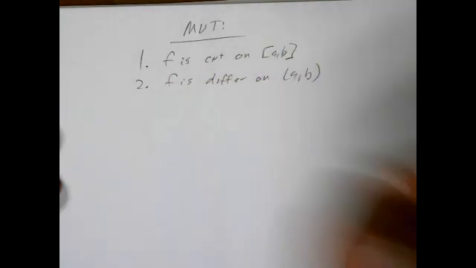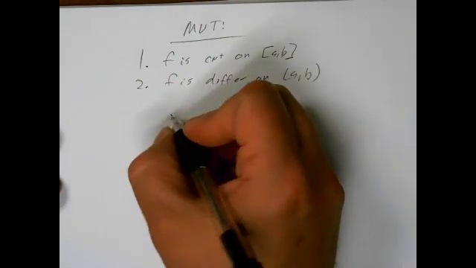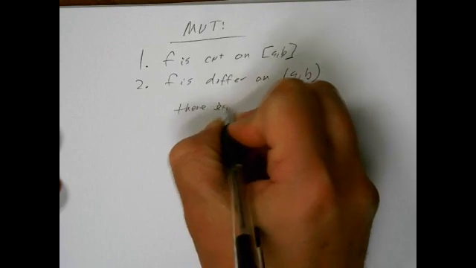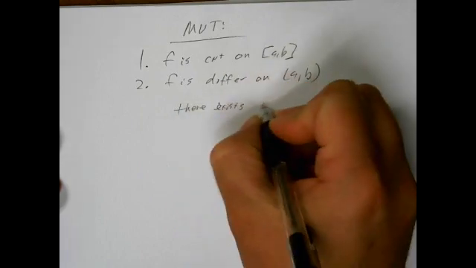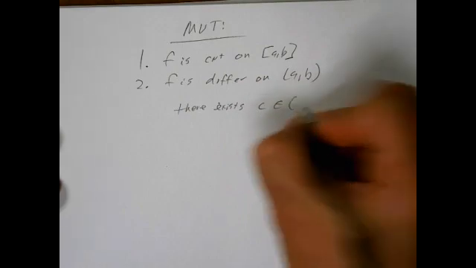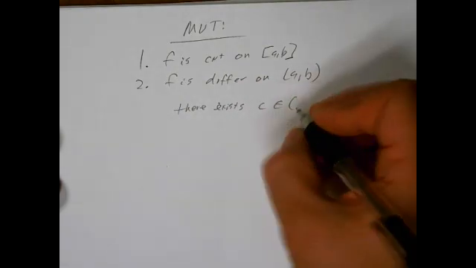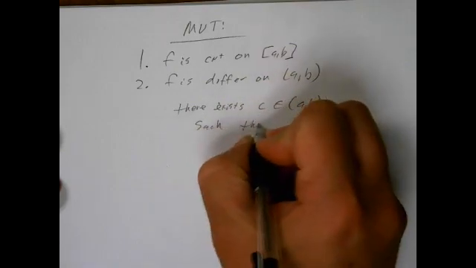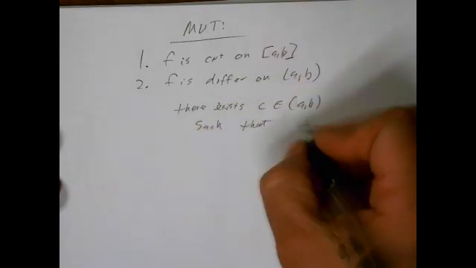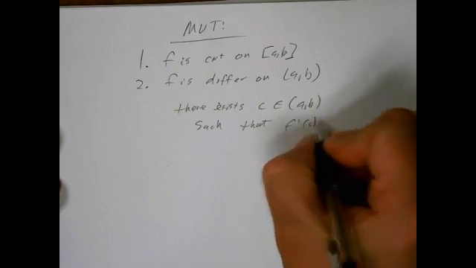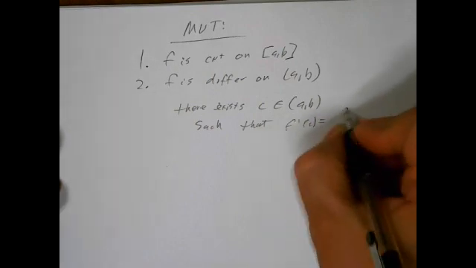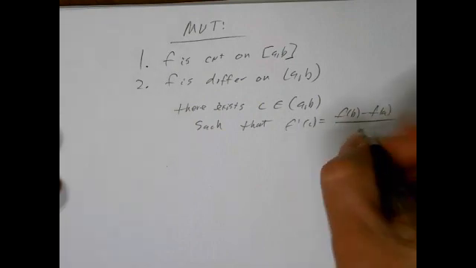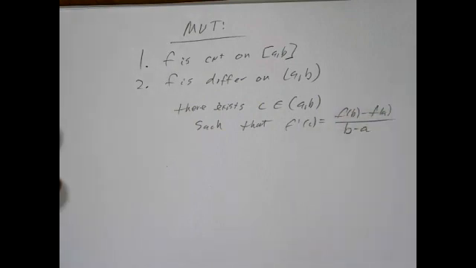But since it doesn't require the two endpoints to be equal, the conclusion is different. The conclusion for the mean value theorem says there exists a C that's an element, that means it's in the interval from A to B, such that f prime of C is equal to f of B minus f of A over B minus A.